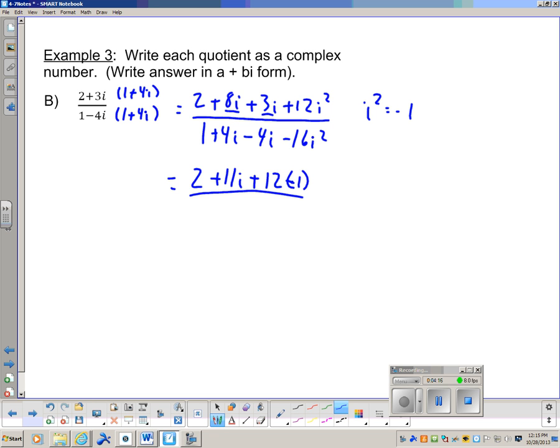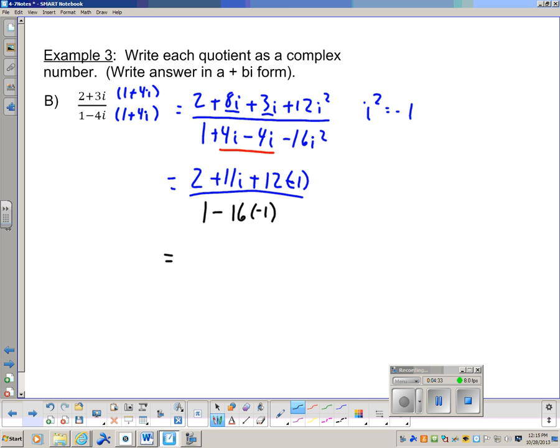And then down here in the denominator, the like terms are right there. 4i minus 4i there, they just cancel each other out. I'm left with 1 minus 16 times i squared. But i squared there has a value of negative 1.